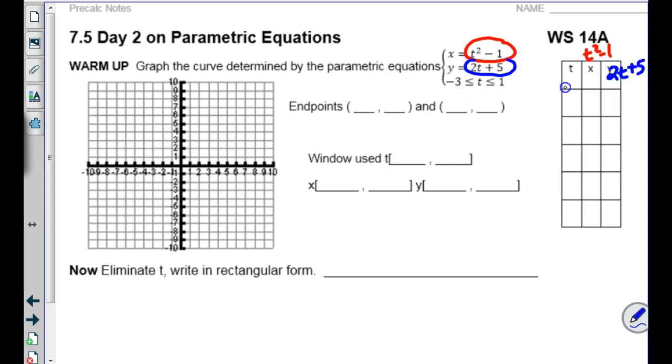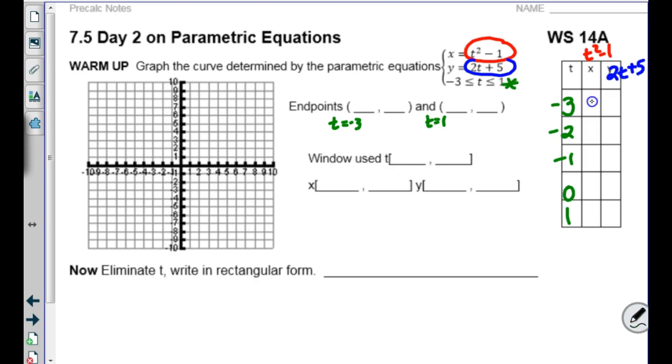But this is the most important thing. The t values we plug in can only go from -3 to +1. They could be decimals or fractions, but we're just going to be lazy and do the integers. So we're going to go -3, -2, -1, 0, and 1. Because they start and stop at -3 and 1, we're going to actually have endpoints to this graph. One is going to occur at -3 and one is going to occur at 1.